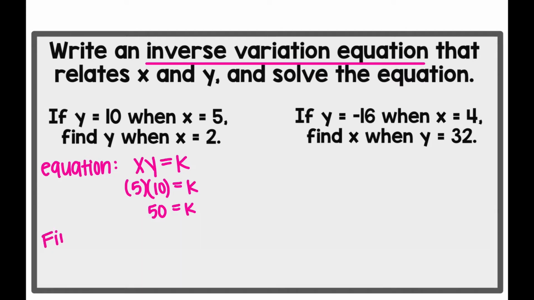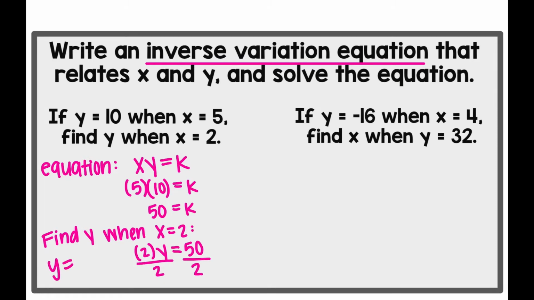So to find y when x is 2, we can simply plug in x as 2 for our inverse variation equation. So if x is 2 and we want to know y, but we know that x times y has to equal 50, we simply plug in those values and solve for y. So we can divide by 2 on both sides. And our final solution is that y equals 25.